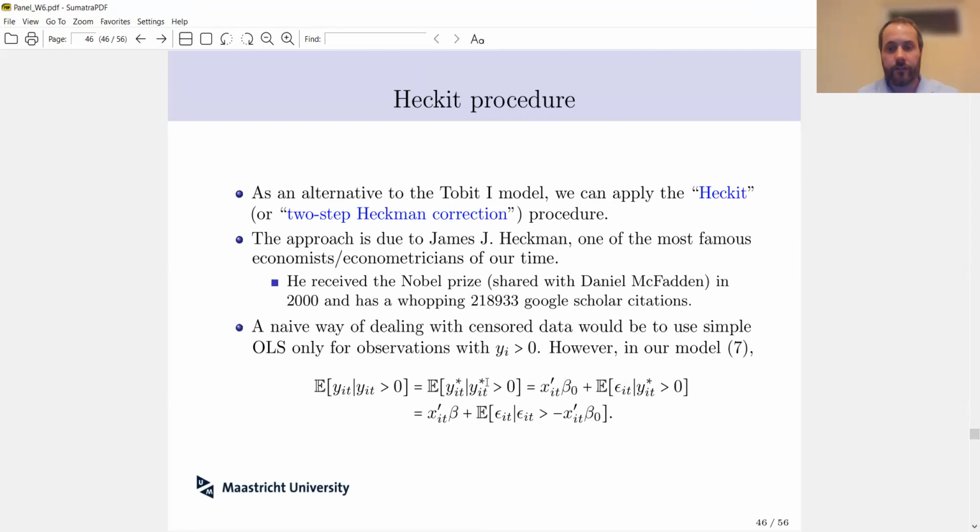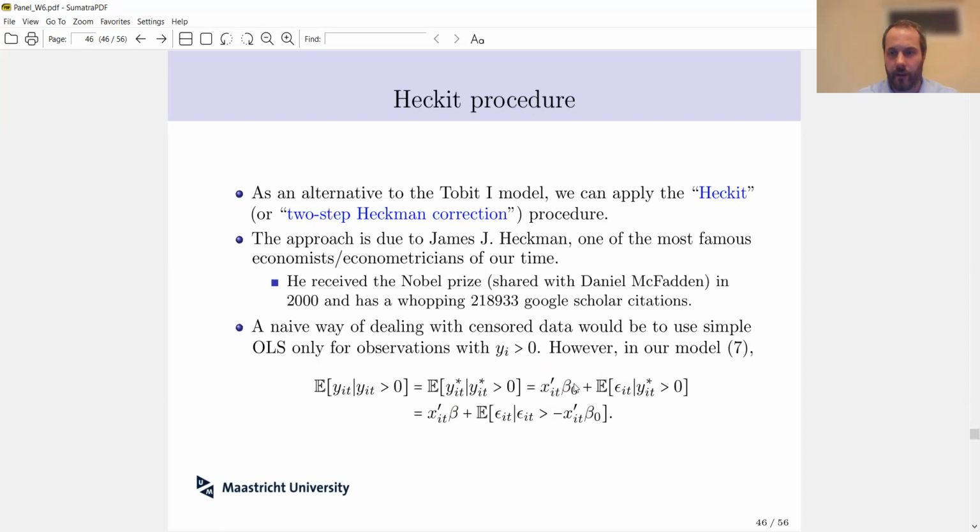Now, a naive econometrician would maybe say, okay, why don't we just use only the data where we observe y bigger than 0? Let's see what happens then. If we take the conditional expectation of y only on this subset of data, then by definition this is simply this thing. And now if we plug this into the model, YIT star is simply defined as this plus epsilon.